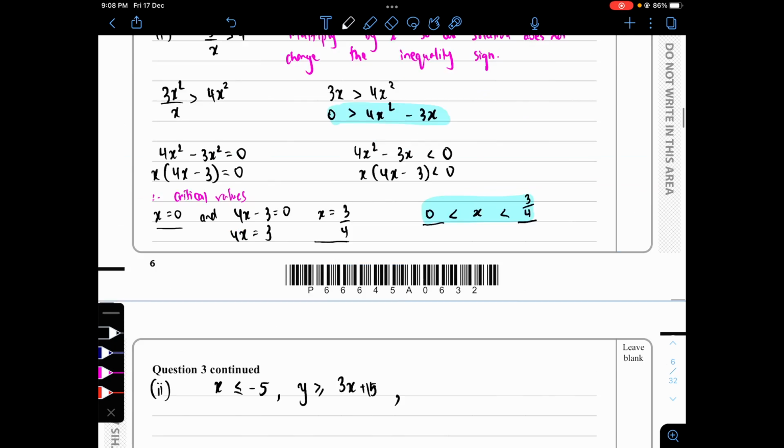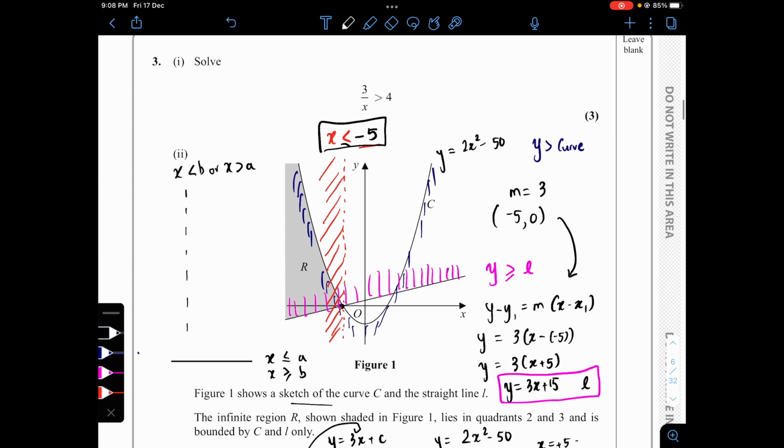Now what's our last line that we need to get? We need to have the curve. Now the curve is also the same thing as a solid line. So we have y is greater than. Is it greater than or is it less than? It has to be less than.